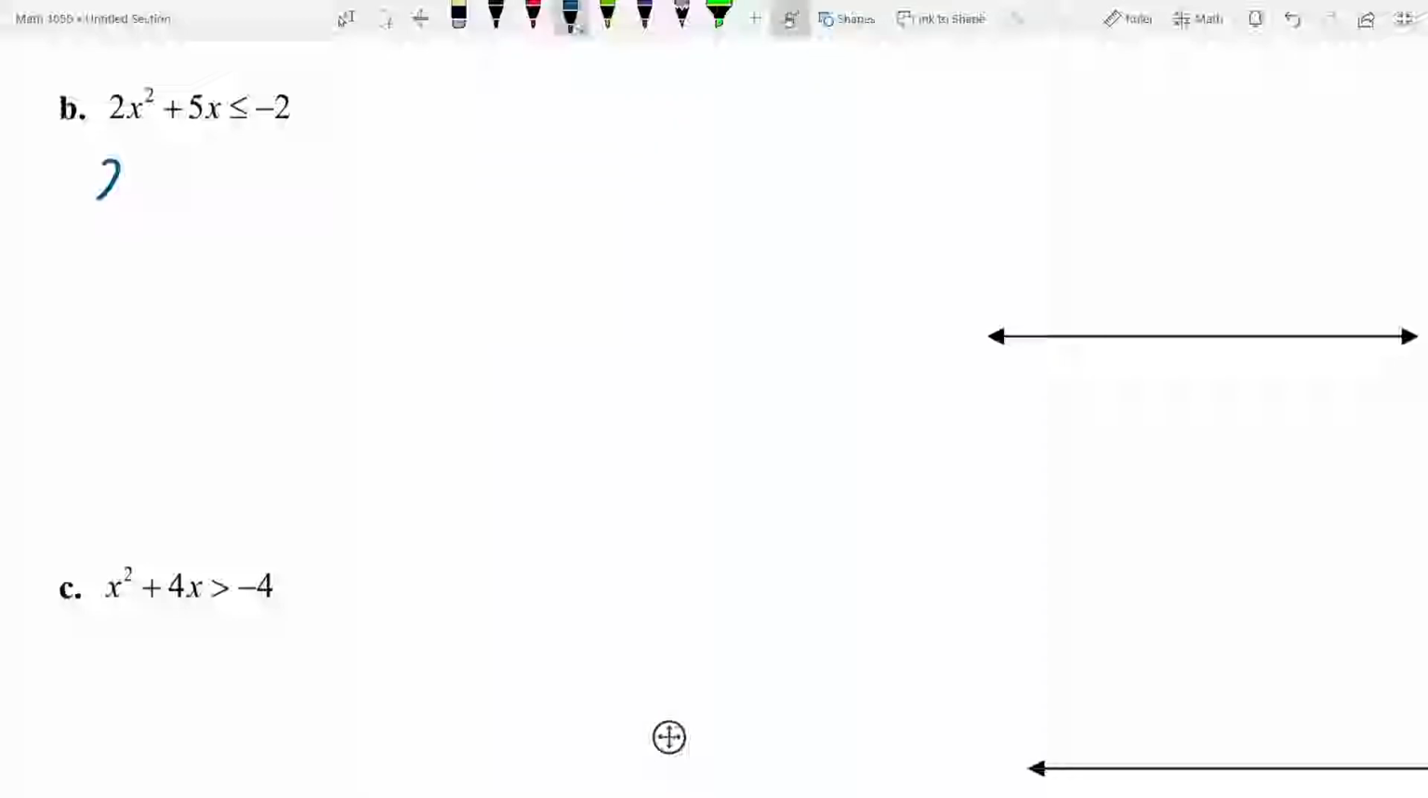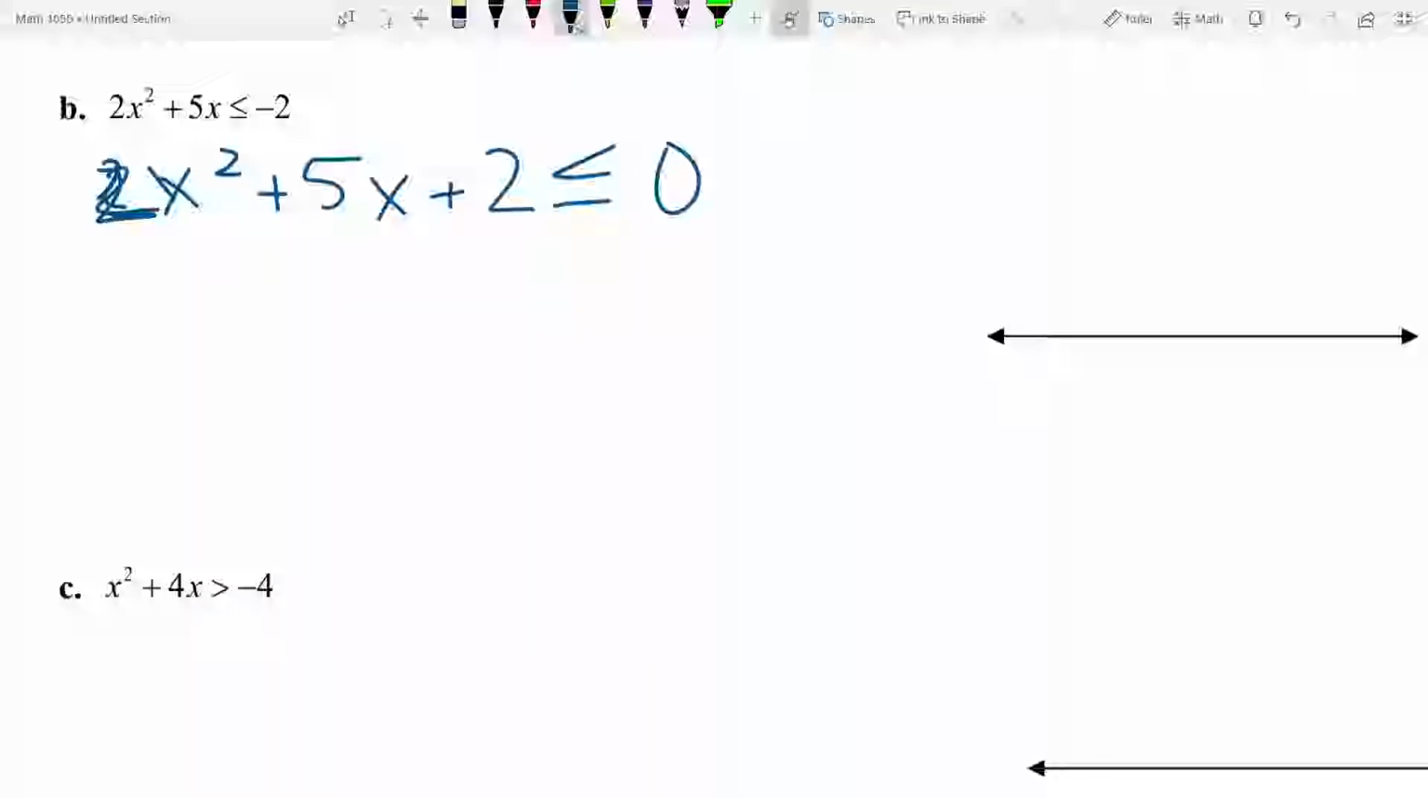I have to write like a kindergartner again. 2x to the second plus 5x plus 2 is less than or equal to 0. Okay, it'll be better in a second, I promise. Okay, set it equal to 0.